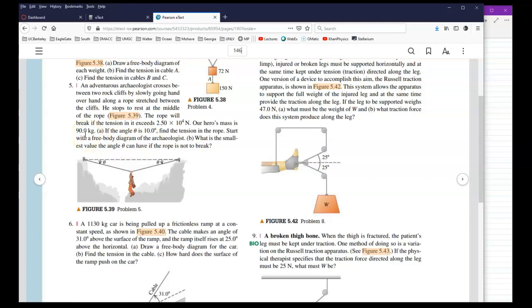All right. A. If the angle theta is 10 degrees, what is the tension? That's the first question. B. What is the smallest value the angle theta can have if the rope is not to break? Okay? All right. How do we do this problem?